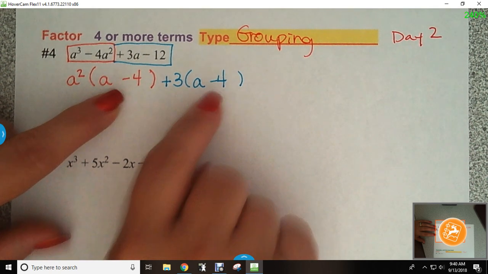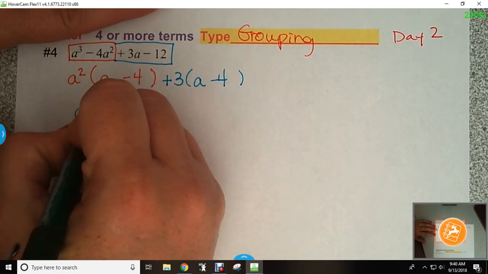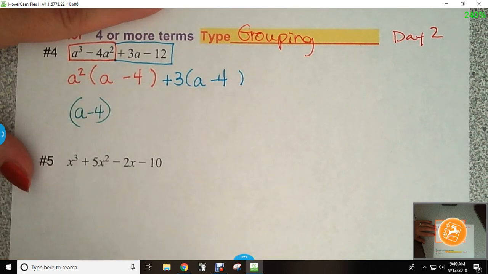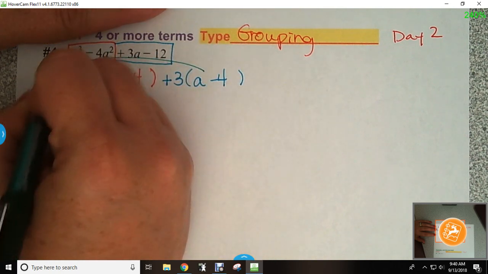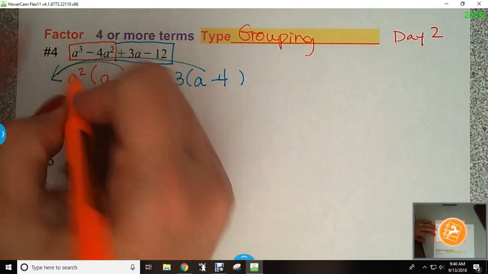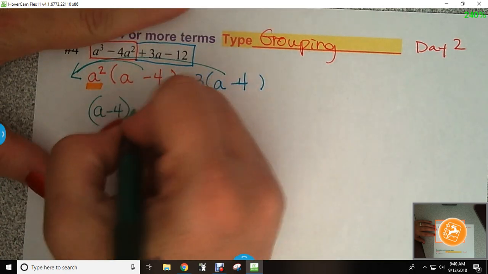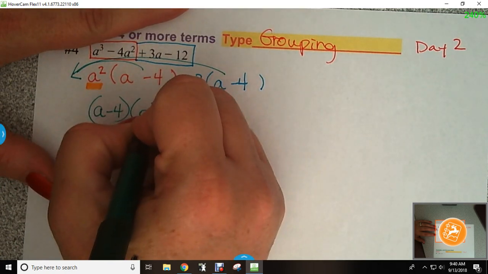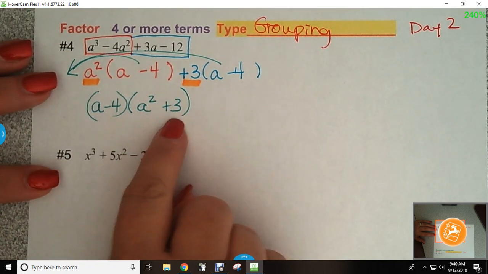That's a good thing. So what we're going to do at this point is write down that identical parenthesis here. That is kind of like your overall greatest common factor. So if we pull it out, undistribute it from both of those terms, I am going to be left with my a squared and my plus 3. That is going to go in my second parenthesis, and now it is completely factored.